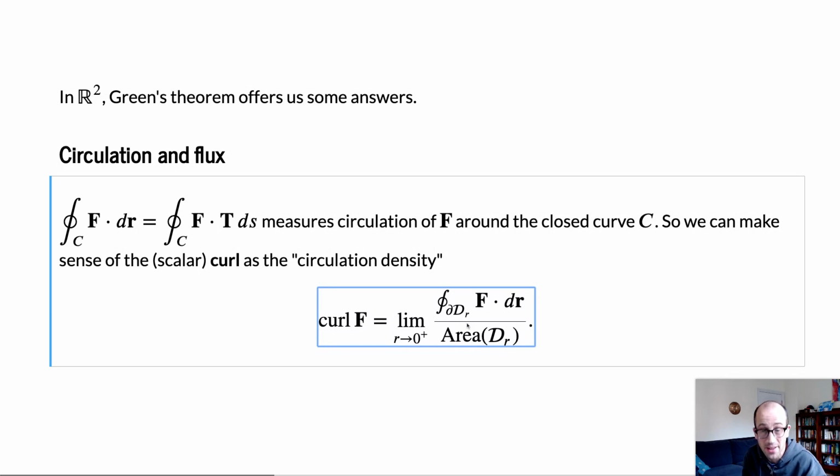I'm dividing by the area, so at least it makes sense that we might get an actual number out of this. So you've got some circulation on a small scale, but you're dividing by area on a small scale too. So when we kind of zoom in on a particular point, we're just asking, is there a ratio between the amount of circulation I see around a disk divided by its area?